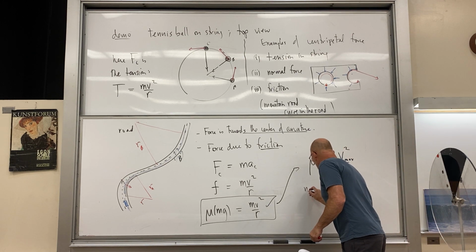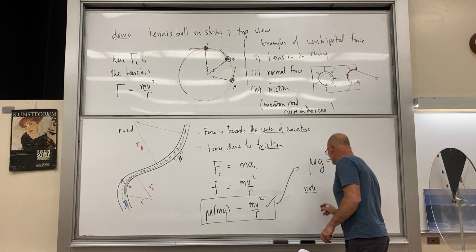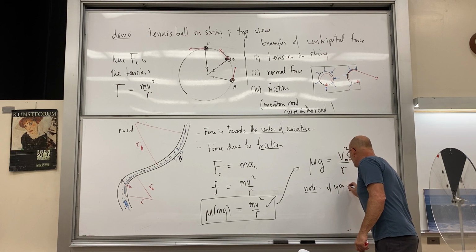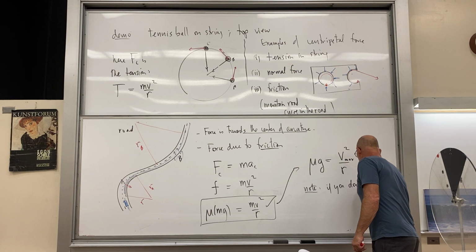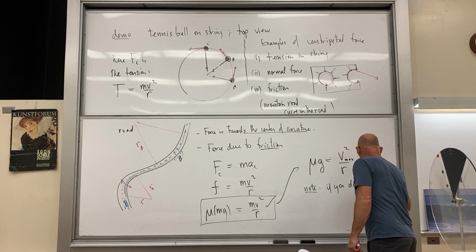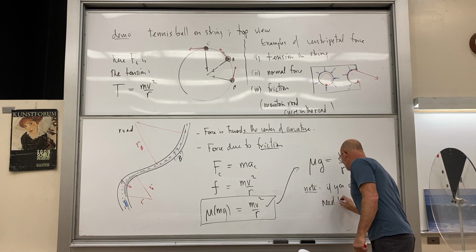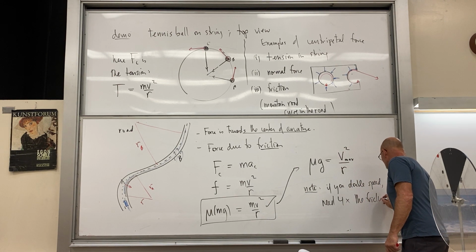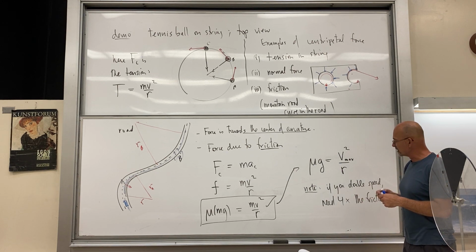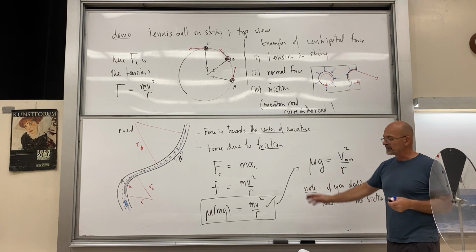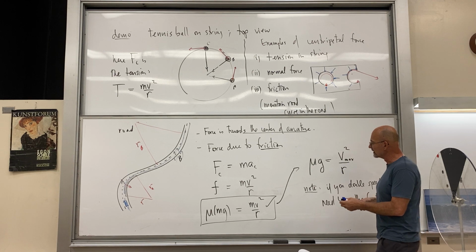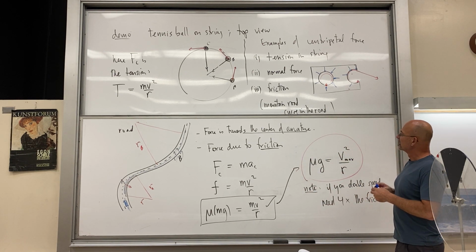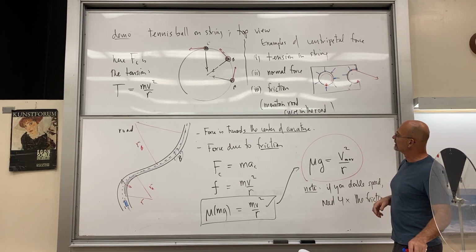So I'm going to put that as a note because these kinds of relations are pretty crucial. If you double your speed, you need 4 times the friction. Well, getting 4 times the friction is pretty hard, so you can't just double your speed arbitrarily. But this relation here is pretty important. Good. So, force towards the center of curvature.